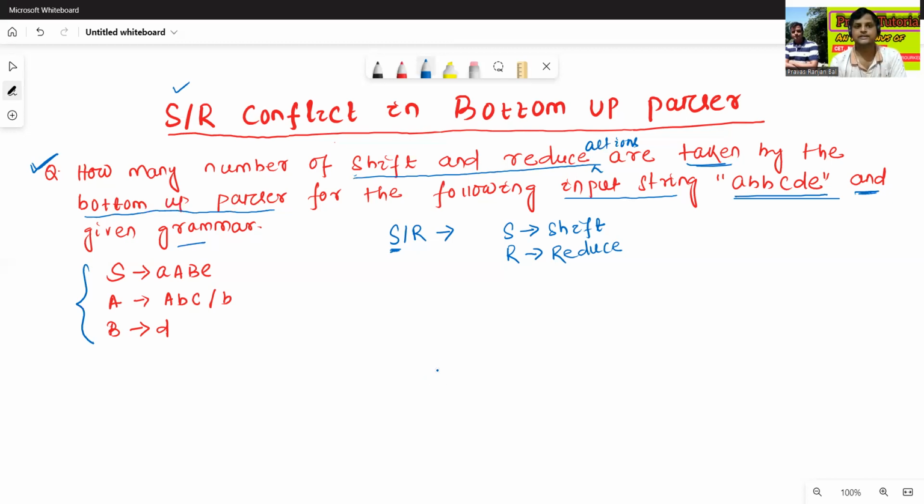Now we'll construct the bottom-up parser. We have already discussed in the previous classes what a bottom-up parser is and how many shift and reduce actions are taken by the bottom-up parser. See, we have the stack, the input buffer, and then the action.